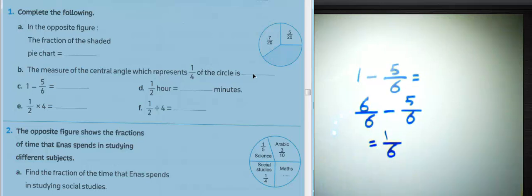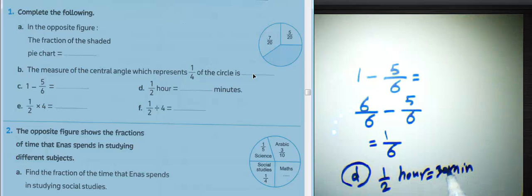Okay, question letter D. Half of an hour equals blank minutes, equals 30 minutes, because 1 hour equals 60 minutes. So half of an hour equals 30 minutes. We must write 30 in the space.